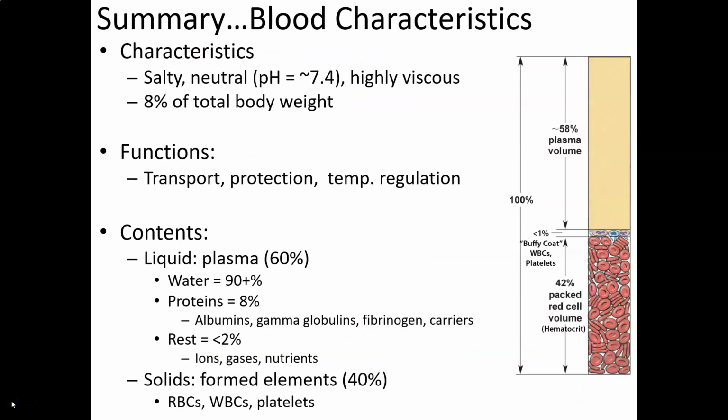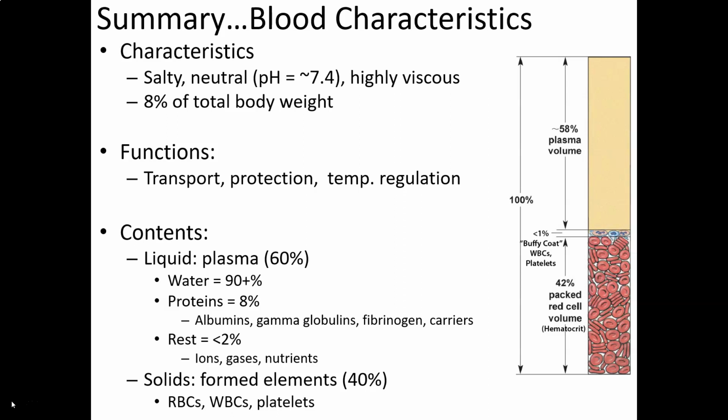So in summary, for the characteristics of blood, it's salty, tends to have a neutral pH around 7.4, it's very viscous, makes up about 8% of your total body weight. Its major functions are transport, protection, and temperature regulation. The contents are about 60% plasma. Most of that is water, so 90% or more is water. Of what's left, 80% of that, or 8% of the total plasma, are proteins. There are 4 important proteins: albumins, gammaglobulins, fibrinogen, and carriers. The rest of plasma is made up of ions, gases, nutrients, wastes, and things like that.